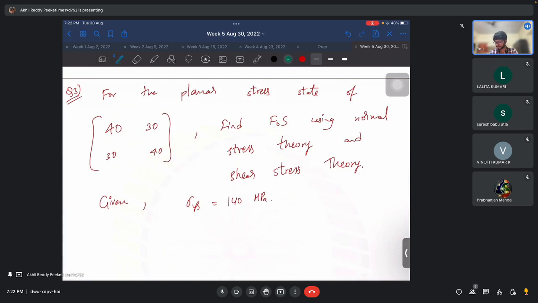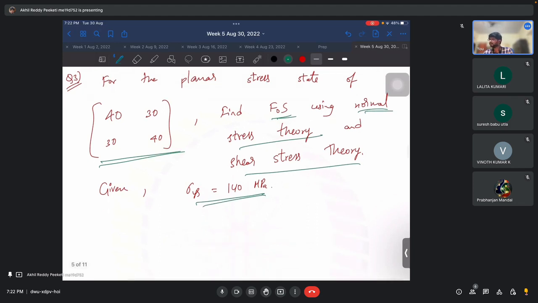Now let's look at the next question. We are given a planar stress state and we need to find the factor of safety using normal stress theory and shear stress theory, and the given yield strength is 140 MPa. Here also, in failure theories, you usually need to find the principal stresses first, then it would be easier to apply any of the methods.